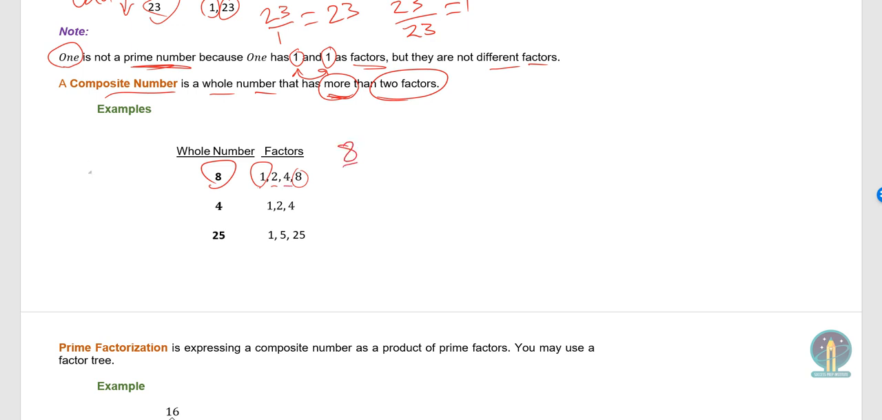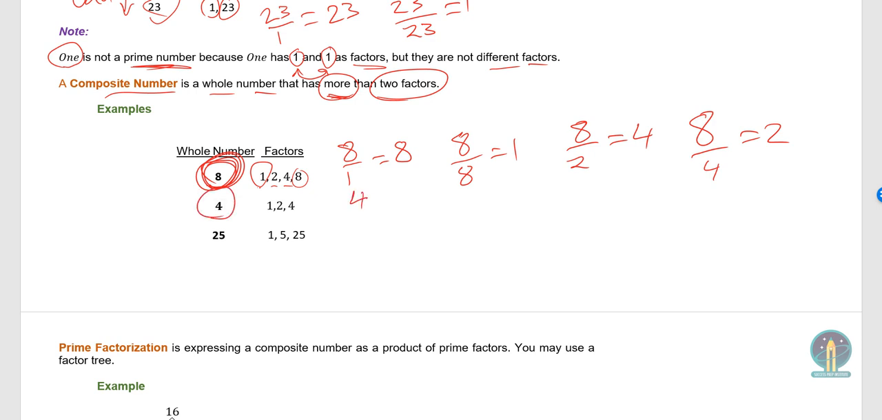So 8 divides by 1 to give 8, and 8 divides by 8 to give 1, but it also divides by 2 to give 4, or divides by 4 to give 2. So 8 is a composite number, not a prime number. Another example is 4. So again, 4 divides by 1 to give 4, and it divides by itself to give 1, but it also has 2 as a factor. So 4 goes into 2 and gives 2.